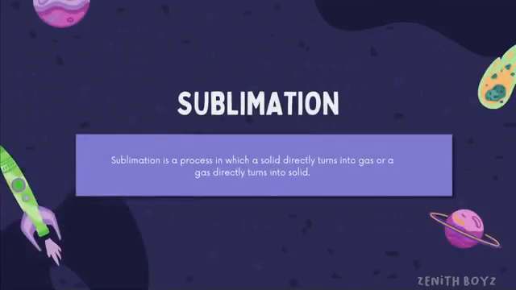Sublimation. Sublimation is a process in which a solid directly turns into gas or a gas directly turns into a solid.